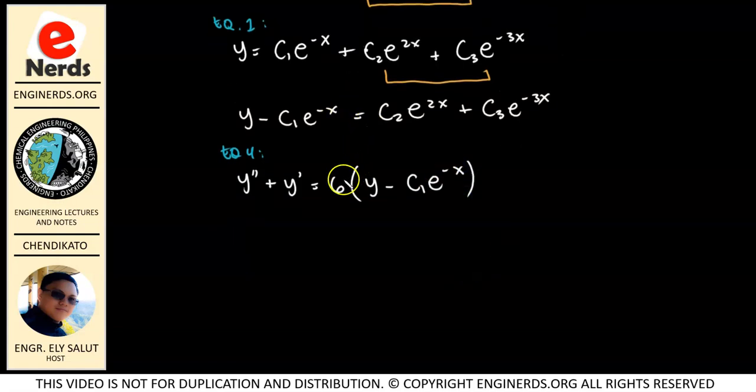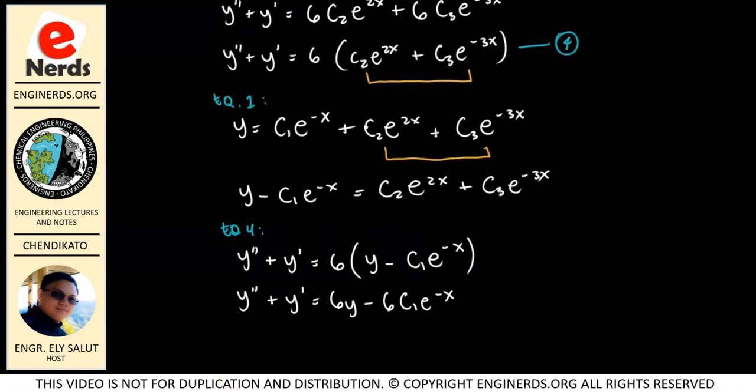Okay? Okay, so now I'm going to multiply 6 to all of the terms na nasa loob ng ating parenthesis. So, we have y2 prime plus y prime is equal to 6y minus 6c1e to the negative x. And I'm going to name this as equation number 5.